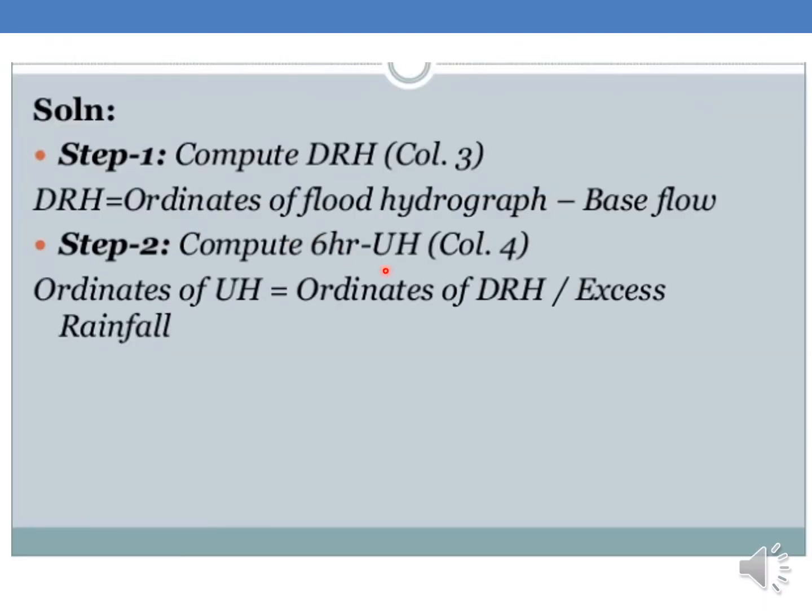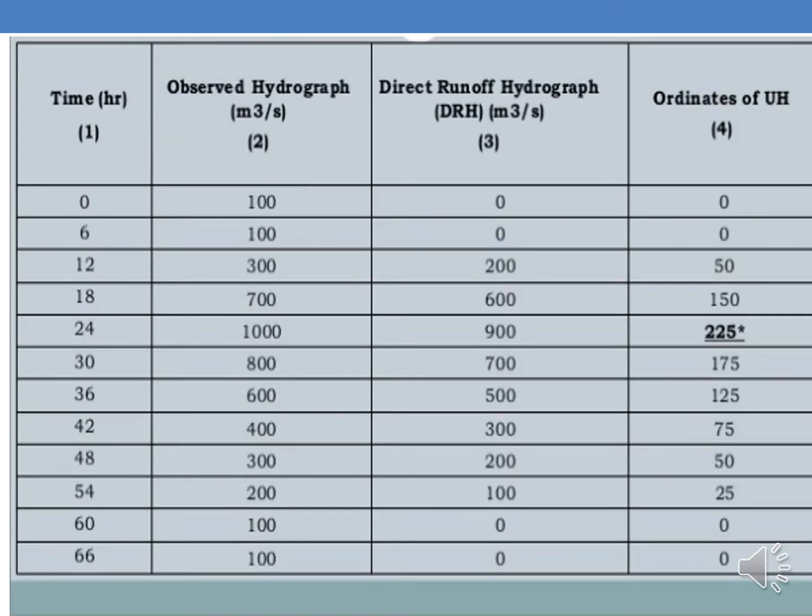When you divide the ordinates of the DRH by 4 cm, you will get the ordinates of the unit hydrograph. So this is a simple problem. For this you have to draw 4 columns: time 0, 6, 12, 18 as given in the question, and the observed hydrograph readings. When you subtract the base flow from the storm hydrograph, you will get the DRH. DRH is equal to column 2 minus 100, which gives column 3. And when you subtract this, you will get 0, 0, 200, 600, 900, 700.